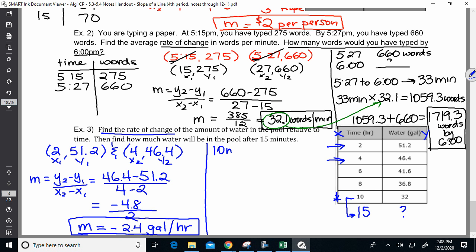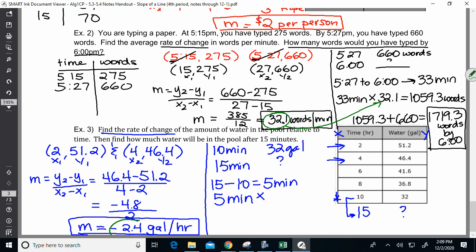So, at 10 minutes, you had 32 gallons. At 15 minutes, you don't know. So 15 minus 10, that's 5 minutes. So 5 minutes times, you're losing 2.4 gallons a minute. So how much water are you losing? Negative 12. Negative 12. So you're losing 12 gallons of water.